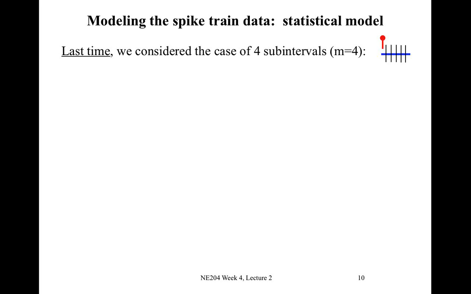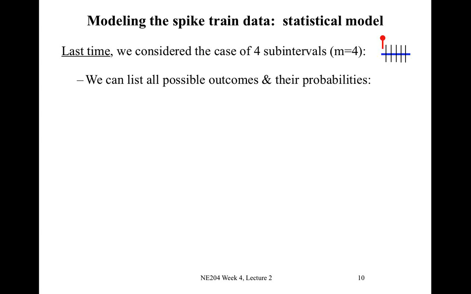So last time in class, we considered the case of four subintervals, which we indicate here in the sketch on the right. We just have four subintervals. And in this case, the system is so small that we can list all possible outcomes and their probabilities. And for the number of spikes, if we consider having four spikes in these four subintervals, there's only one way to get it. We flip our coin four times and we get H, heads, each time.